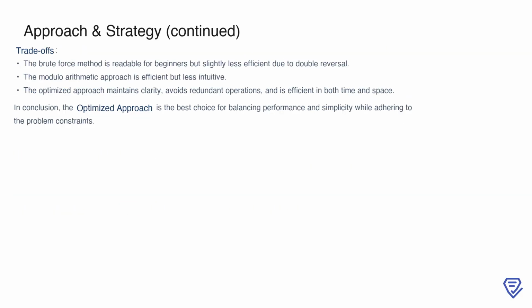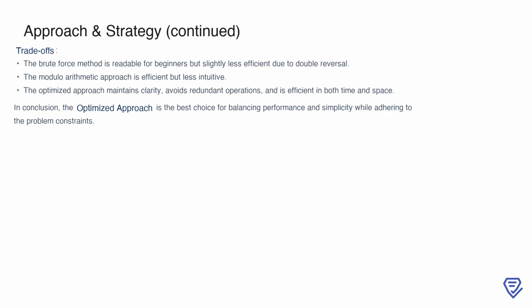In weighing the trade-offs, we found that each approach has its merits. The brute force method is straightforward and beginner-friendly but slightly less optimal due to the double reversal. The modulo arithmetic method, while efficient, is less intuitive and involves additional complexity in its implementation. The optimized approach, however, strikes the perfect balance. It avoids redundant operations, maintains clarity, and is efficient in terms of both time and space. By adhering to the problem constraints and simplifying the logic, the optimized approach ensures that we achieve a clean and effective solution. In conclusion, this strategy is the best choice for solving the license key formatting problem while balancing performance and simplicity.